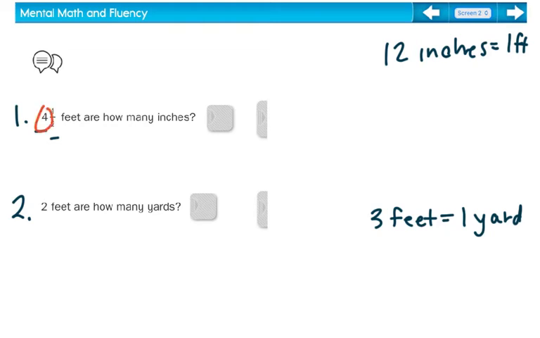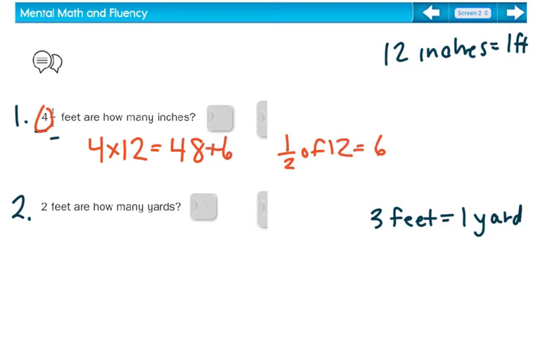So let's start with just 4. 4 times 12, if you know your 12s, which you should, would be 48. And then what's half of 12? That would be 6. Add that on together. 48 plus 6 is 54 inches.